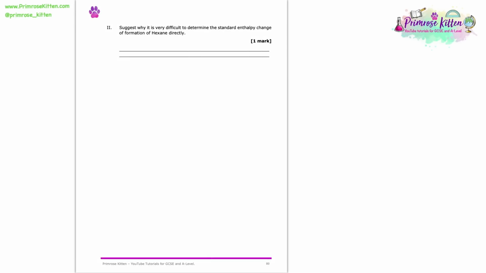So next up, we're asked to suggest why it is very difficult to determine the standard enthalpy change of formation of hexane directly. This is only a 1-mark question, so we only need to give one suggestion, and there are a few that you could give. Let's run through some of them. First off, there's the option that many different hydrocarbons would form here, not just the hexane. So it's very hard to pin down that enthalpy change of formation of hexane.